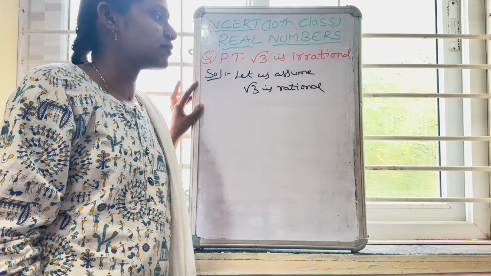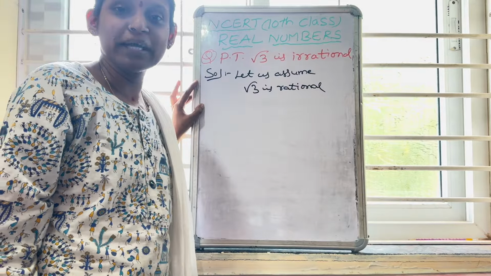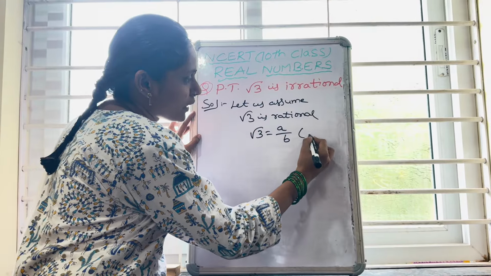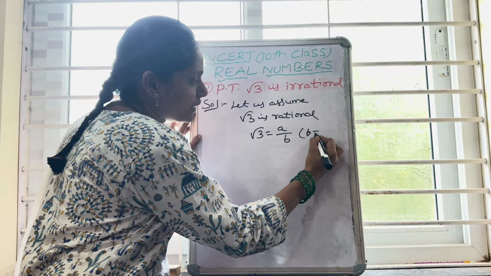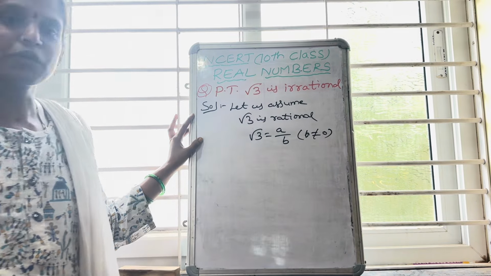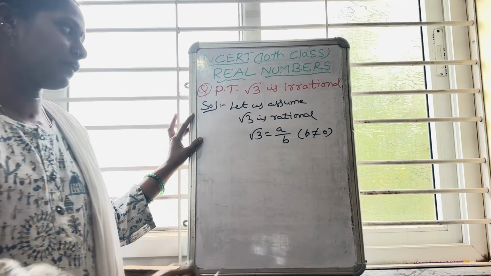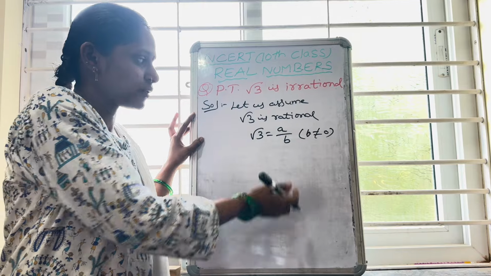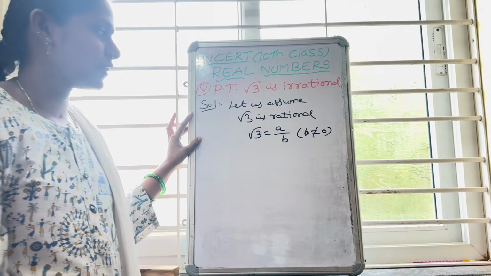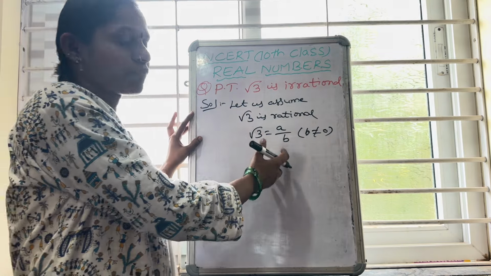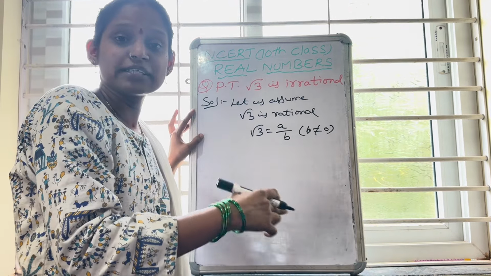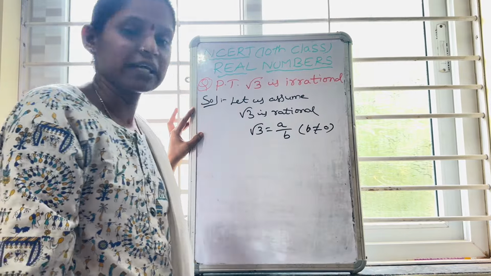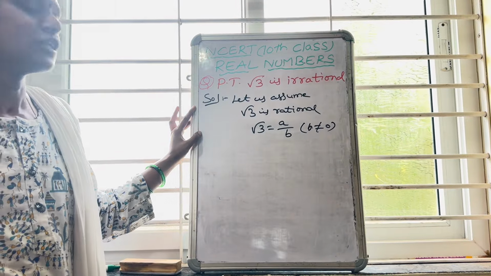So root 3 is rational means we can write it in p by q form. So how can we write root 3 in p by q form? We can take p by q, or also a by b, our wish. Here a and b are integers, and b not equal to 0. If b equals 0, anything by 0 is infinite, so we cannot define it. That's why we write b not equal to 0.